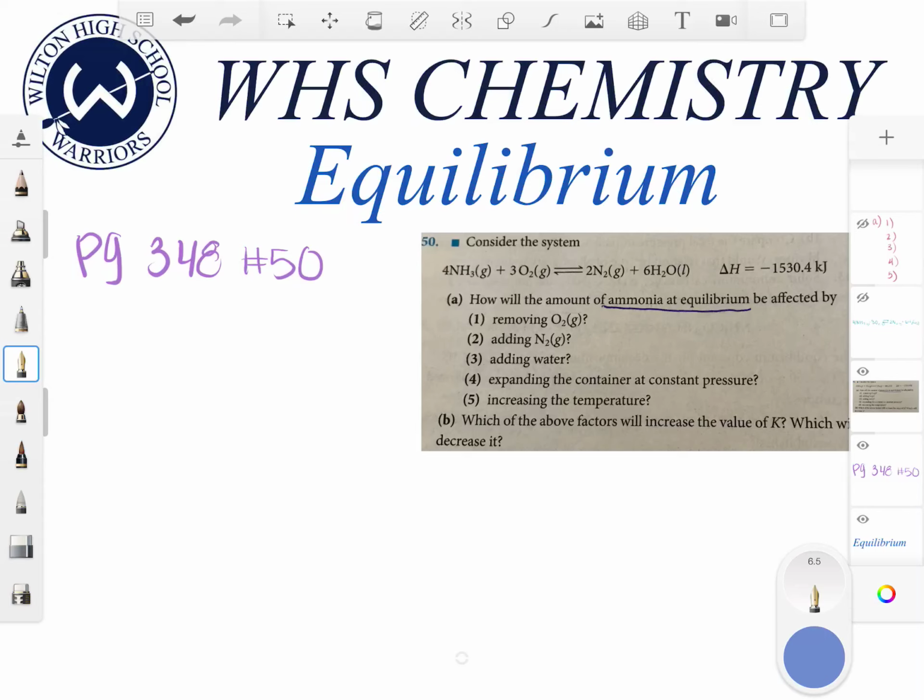Doing problem 50 on page 348, and we're looking at how the amount of ammonia at equilibrium will be affected by several different factors. So first I've just written out the equation. And so let's look at number 1 on part A. So we're looking at removing oxygen, which means that the reaction is going to shift left, which will increase the amount of ammonia.